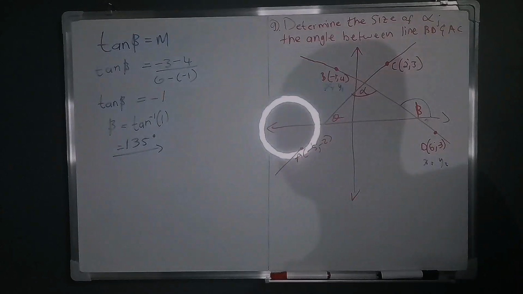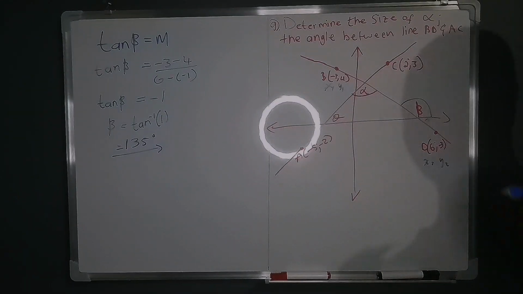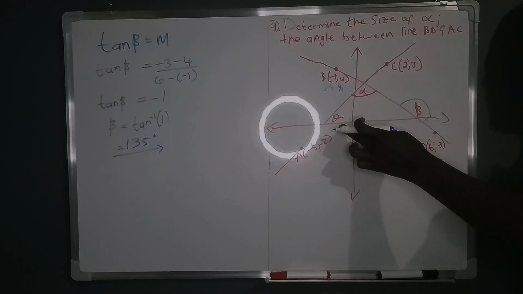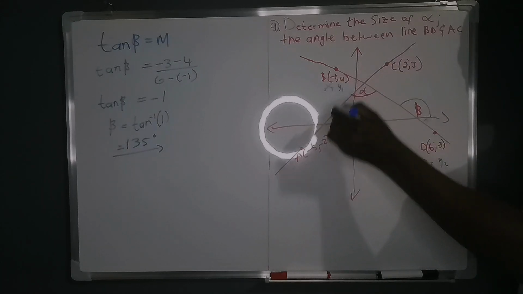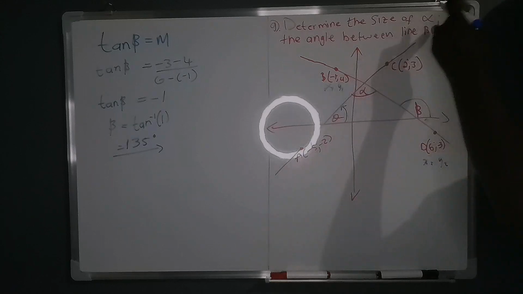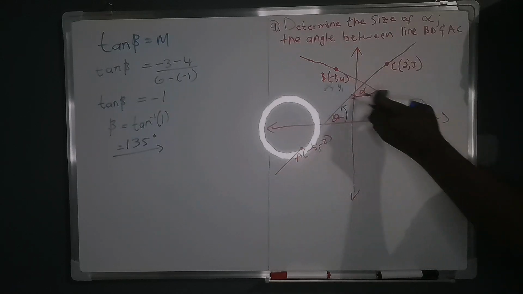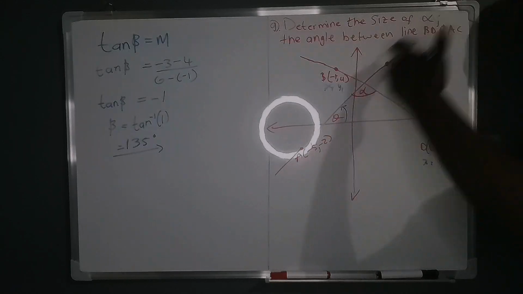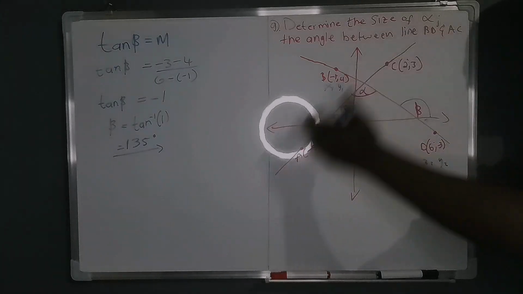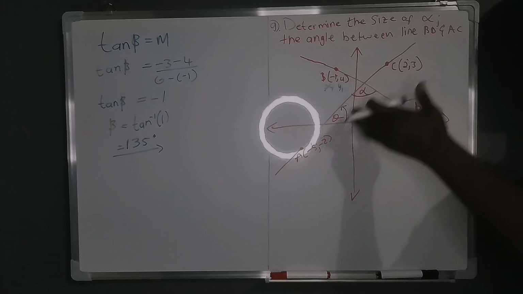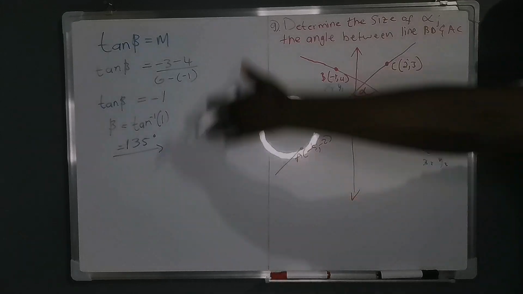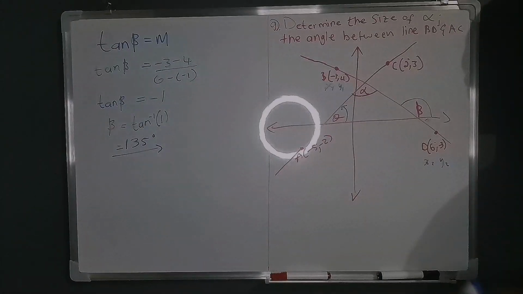I hope you can see it, guys. Then I have my beta. I can find my theta again. See, where is theta? Here's my theta, guys. Theta is on this line AC. Remember, alpha is on both line BD and line AC, but theta is only found on line AC. I can use the very same method to find theta.